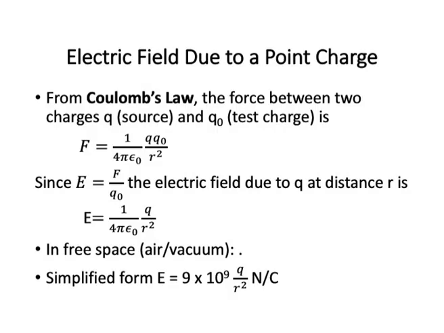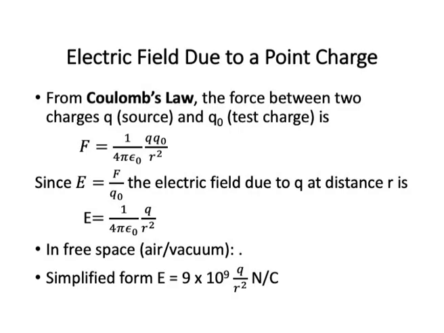If you combine these, then we can say that F is proportional to q q naught by r square. If you remove the proportionality constant, the force will be equal to 1 by 4 pi epsilon naught q q naught by r square. And we know that the electric field intensity E is defined as force by q naught, that is E equals F by q naught. Then the electric field due to that point charge we can write as E equals 1 by 4 pi epsilon naught q by r square.